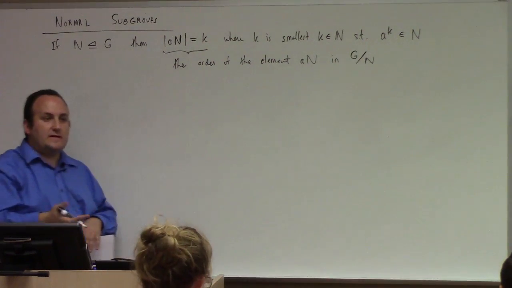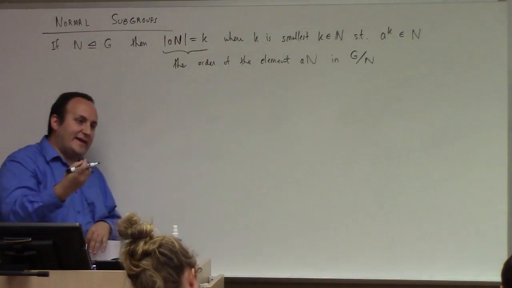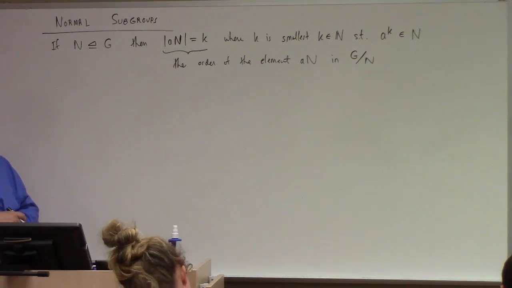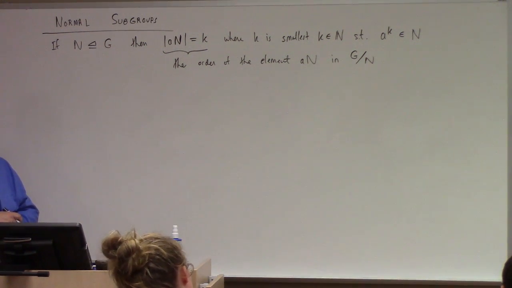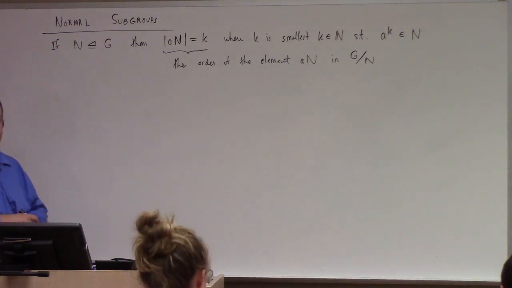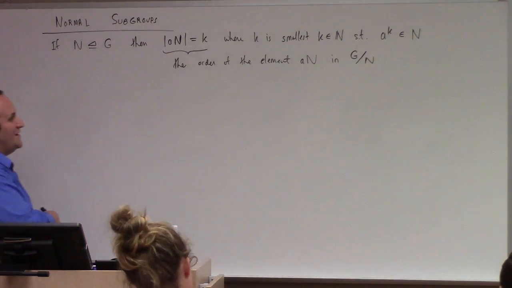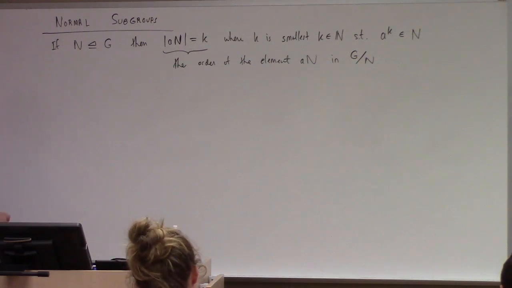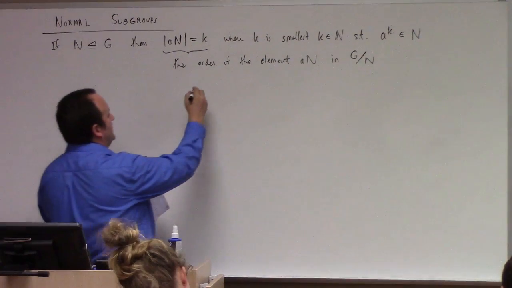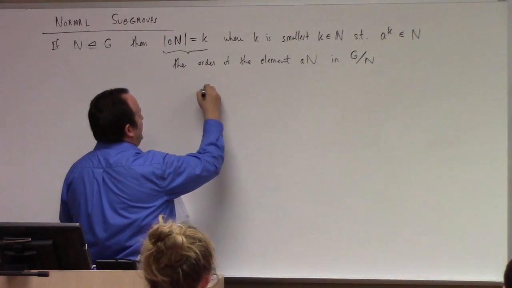Okay, that's different than the order of aN as a coset in G. These don't have to be equal. You're like, how can we use the same notation for two different things? I don't know, but we do. Apparently, there will not be confusion. So, there you go. Here's a short explanation for why that's the case.